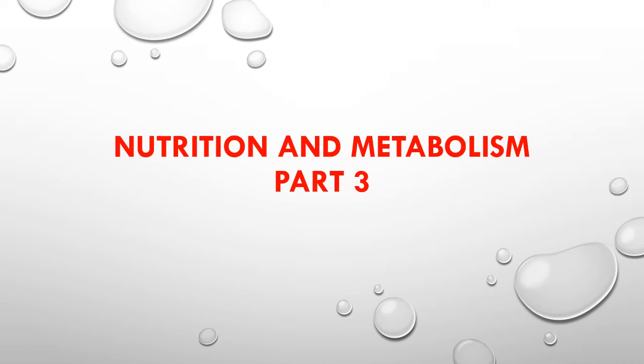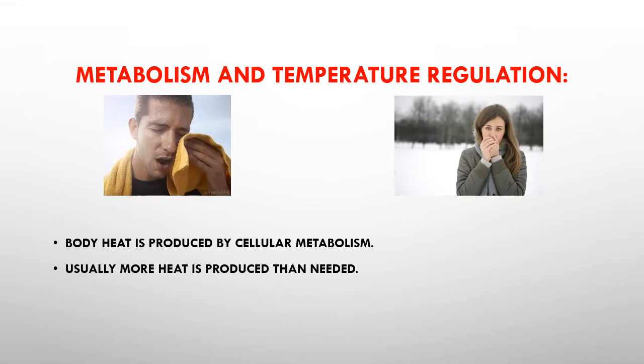Last up for our metabolism, we're going to talk about temperature regulation within the body. So we'll take a look at how we're regulating body temperature. We are warm-blooded, so we produce our own heat, and we're able to maintain our body's temperature at a set point. Our normal metabolic processes produce essentially all of our body heat. And so normal cellular metabolism gives us body heat.